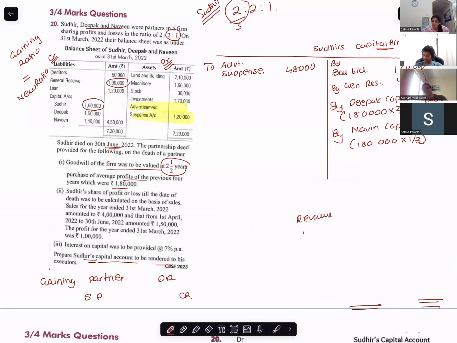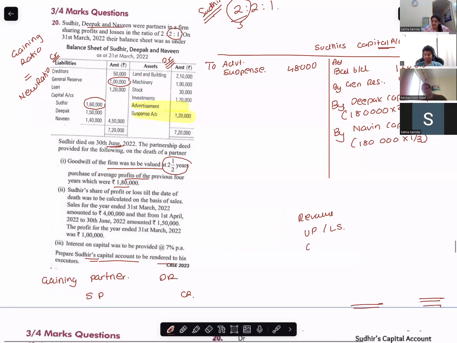We will give unrecorded profits and unrecorded losses, and the share of goodwill will be given to him, and the share of profits up to the date of death. With me? Yes. Now I'm giving you some time, try and calculate the share of profit from adjustment number 2, both of you. Okay.